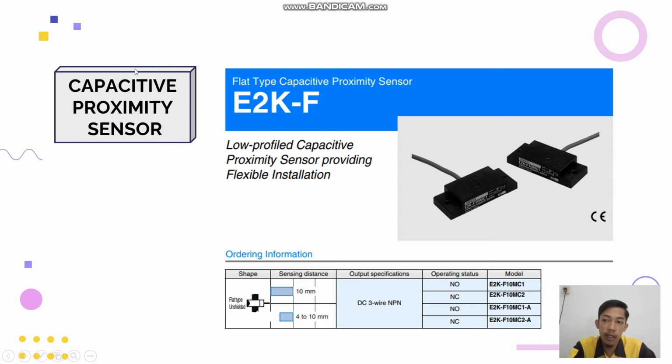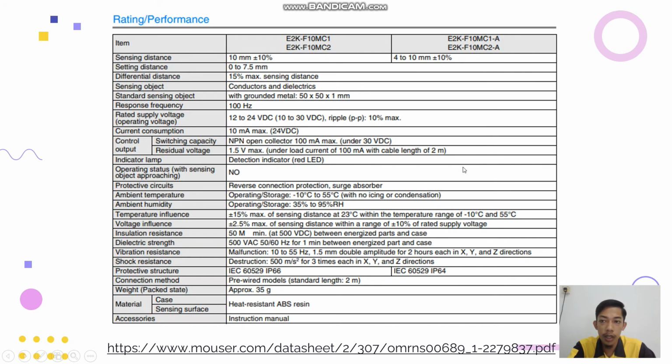Next, the capacitive proximity sensor. This is the picture of the capacitive proximity sensor. The characteristics of the sensor: the sensing distance is 10 millimeters, and the setting distance is 0 to 7.5 millimeters. The differential distance is 50% of the maximum sensing distance, and the sensing object is a conductor or a dielectric.